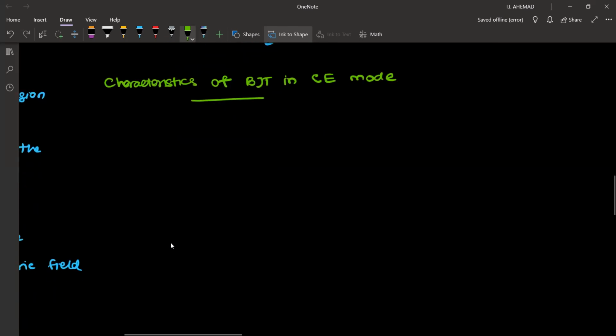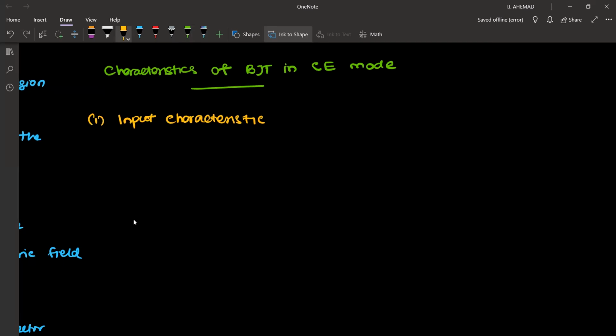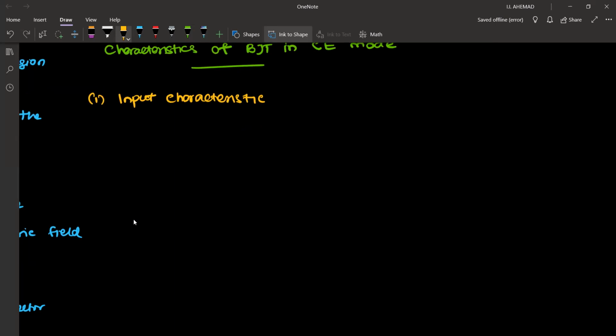We have three characteristic graphs. First one is the input characteristic. So input characteristic, we input VBE voltage. So this is the common emitter, right? Common emitter.